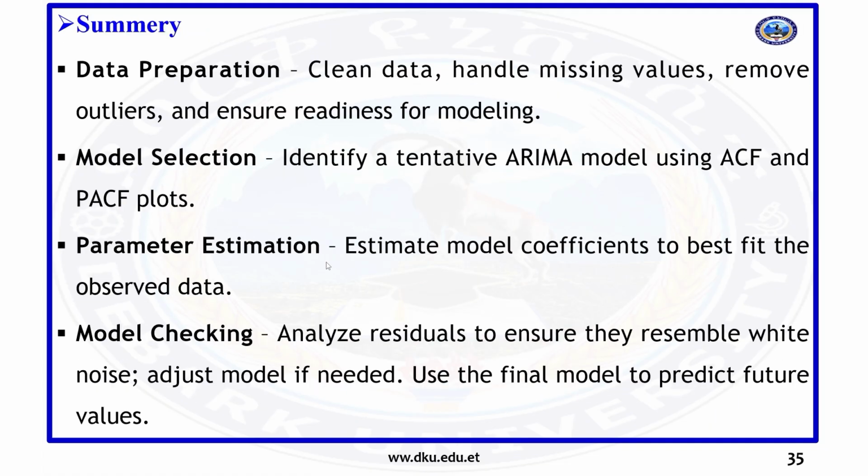That wraps up our discussion on the stages of the Box-Jenkins model, including data preparation, model selection, parameter estimation, model checking, and forecasting. Now that we have covered these fundamentals, we are ready to move on to the next chapter.